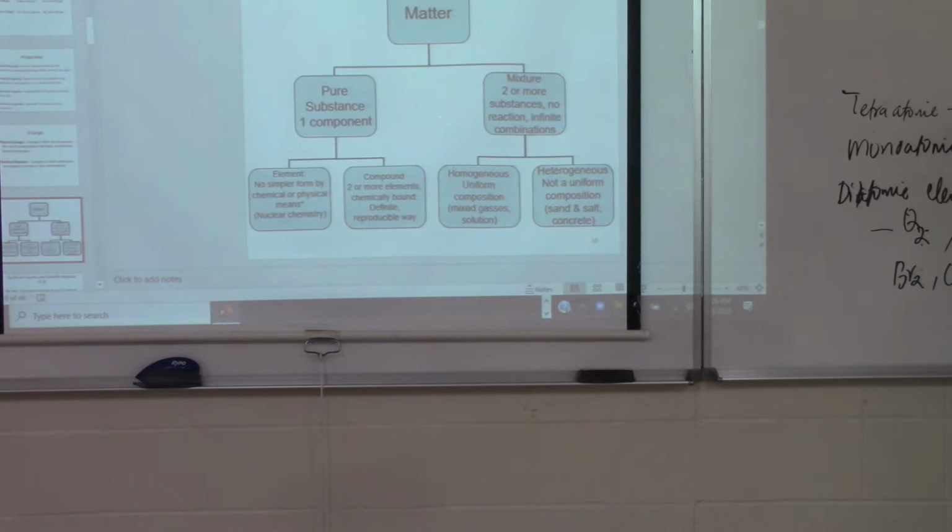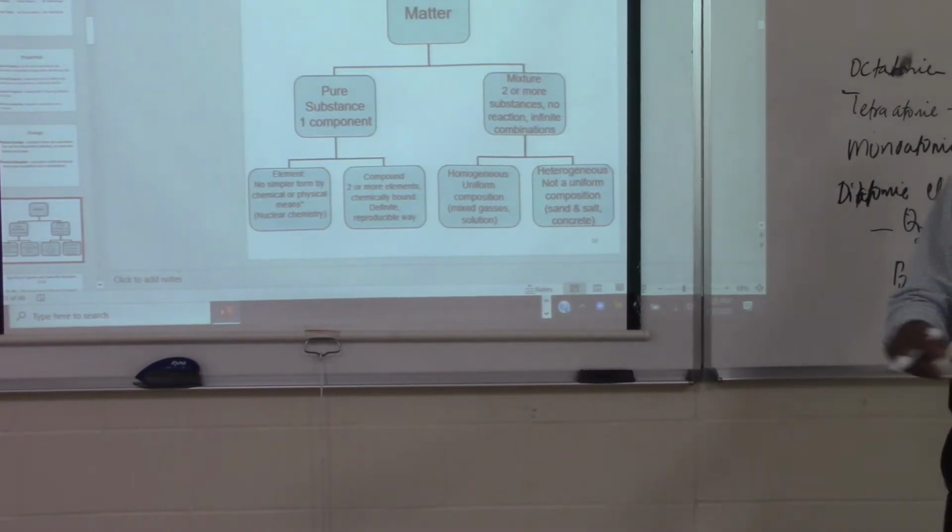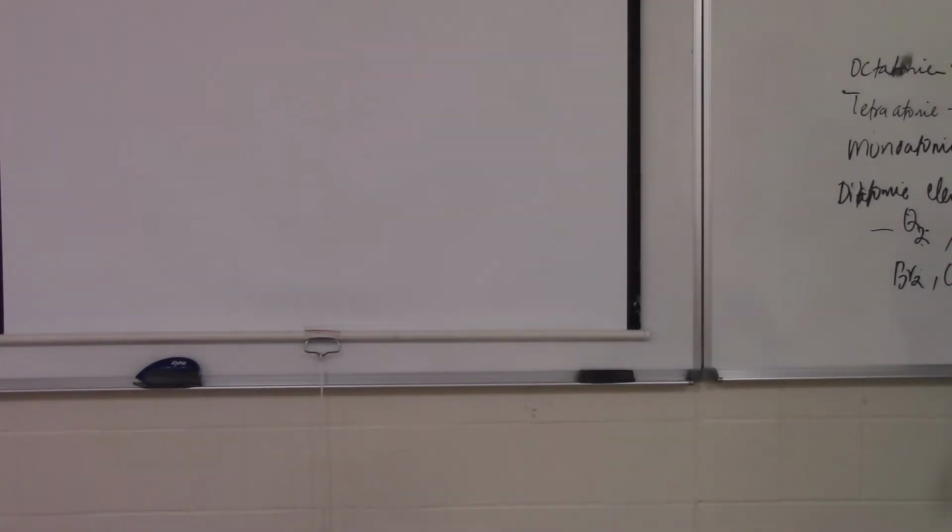So for tetraatomic, there's only one element, which is P, existing as P4. And what is octaatomic? 8. So octaatomic, only one element exists as 8 atoms, S8. What is that element? Sulfur, S8. So remember those.